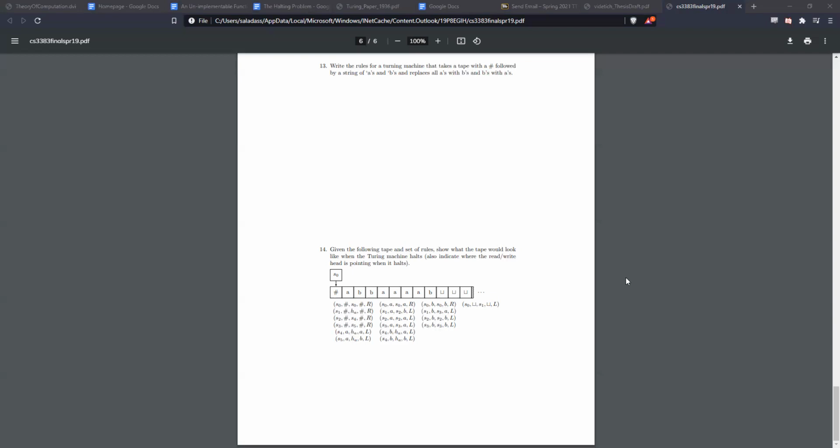The Church-Turing thesis is something I want to talk about, but other than that, that's it. Awesome.